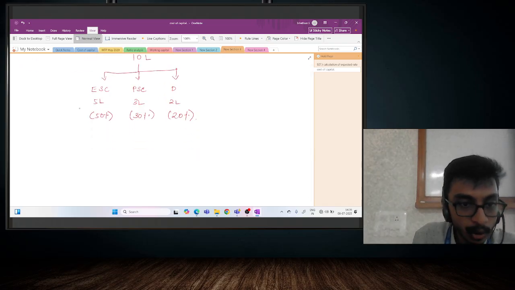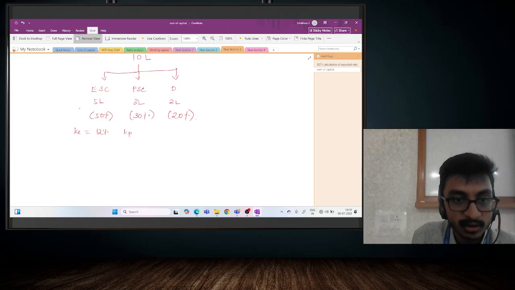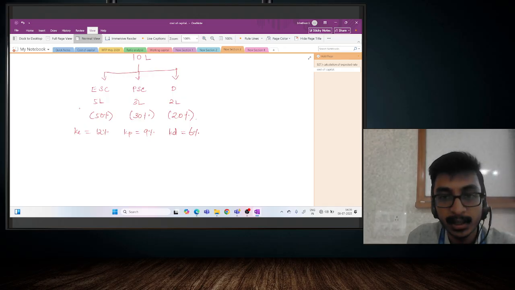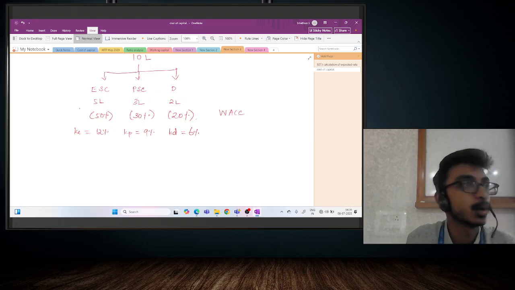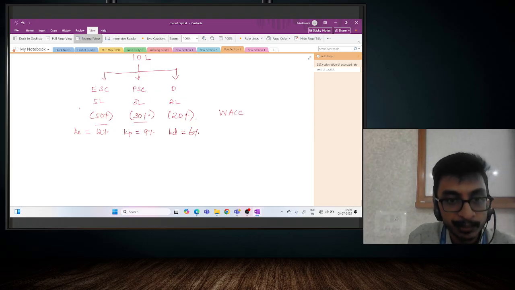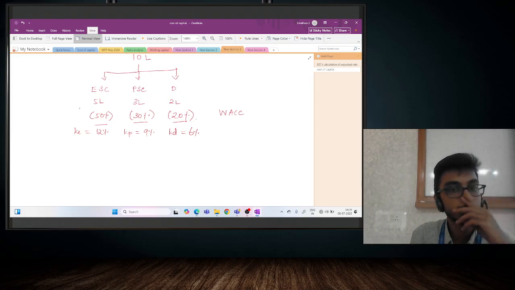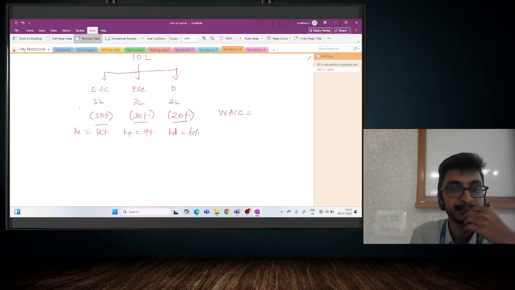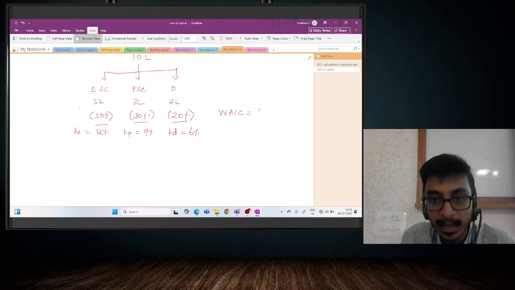Now let's assume cost of equity is equal to, let's say, 12%, cost of preference share is equal to 9%, and cost of debt is equal to, let's say, 6%. In this case, what will be the weighted average cost of capital? How do we calculate it? Just we have to multiply the weights into the cost. What is the weighted average cost of capital here? 9.9%.